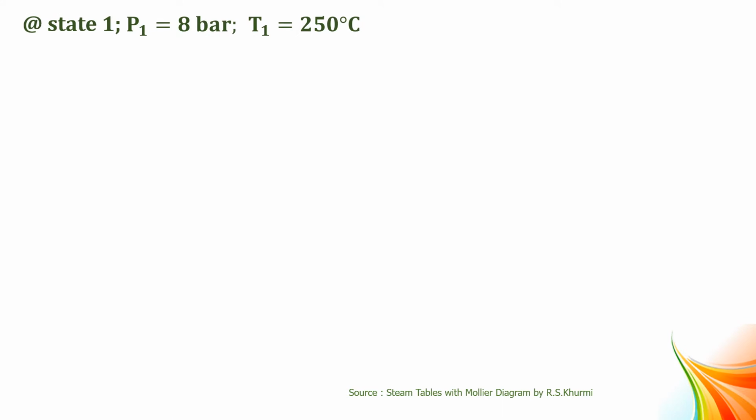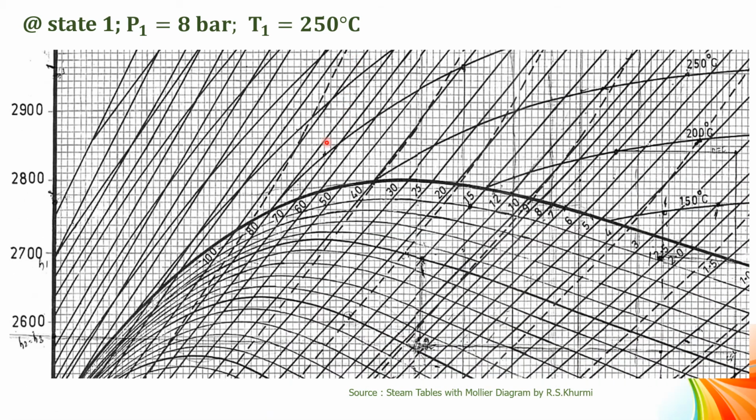In the problem they have given the pressure P1 equal to 8 bar and temperature T1 equal to 250 degrees centigrade and it is in superheated condition. So before solving this, we have to check whether the steam is in superheated condition or not by using Mollier diagram. We know in the Mollier diagram, the region above this saturation curve is superheated region and the region below this is wet region. So if the point lies above the saturation curve, then the steam is in superheated condition.